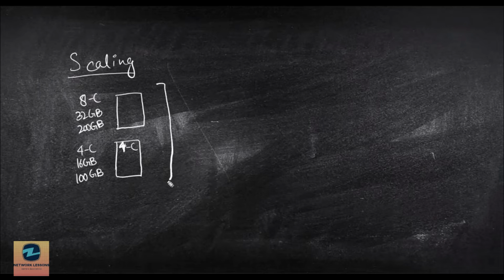This kind of scaling is called scale up. You're going vertically up, right? On the same instance, you are just increasing the size of the compute, the RAM, the storage, whatever you want. And then reducing it back is called scale down.